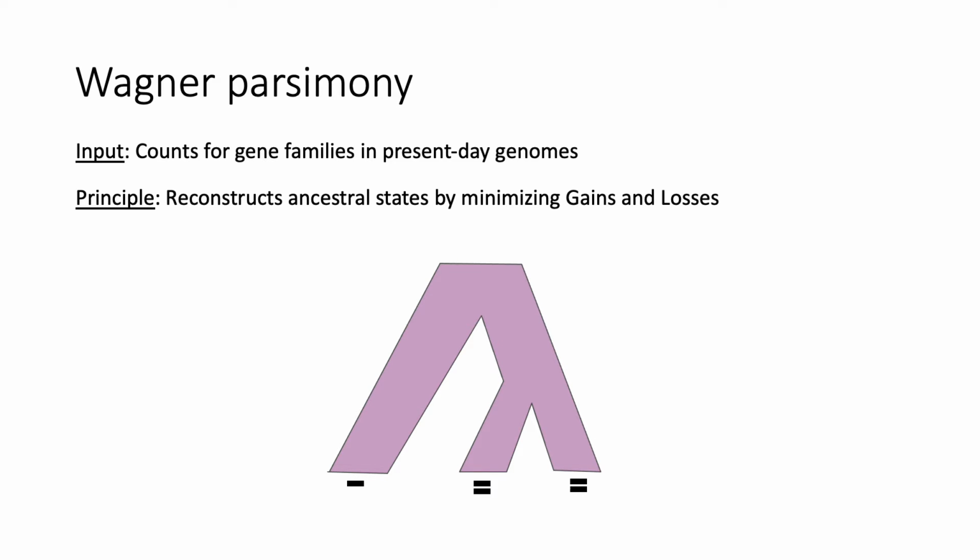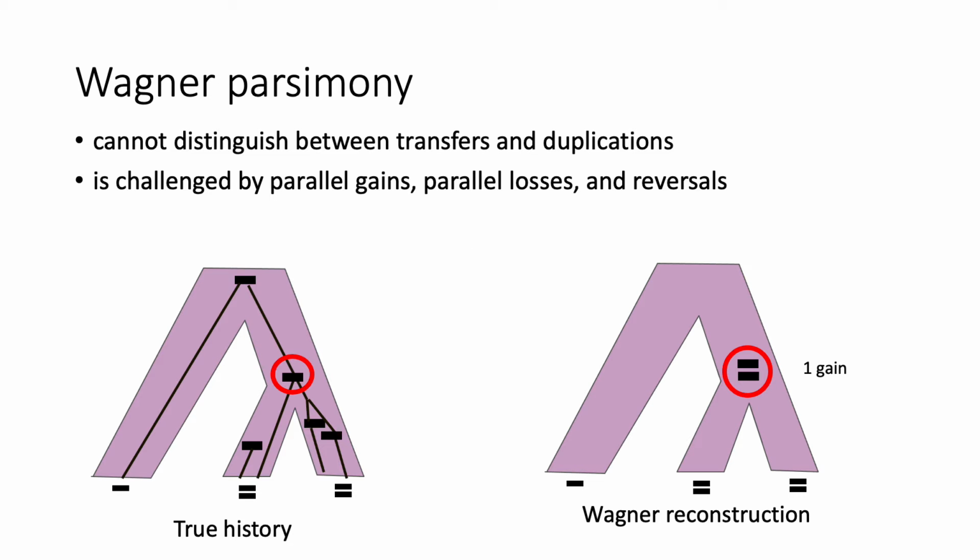Wagner parsimony takes sites of gene families in present-day genomes as its input and reconstructs ancestral states that minimize gains and losses. However, Wagner parsimony uses an implicit model and cannot distinguish between transfers and duplications, which means it is challenged by parallel gains, parallel losses, and reversals. For example, if the true history contains one horizontal gene transfer and one independent gain event, Wagner parsimony would not be able to recover that.